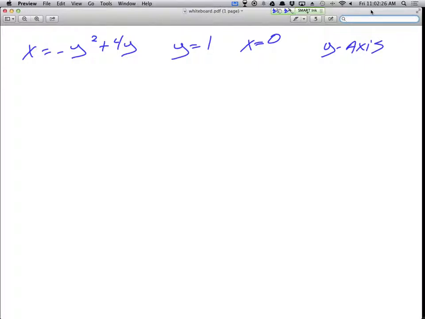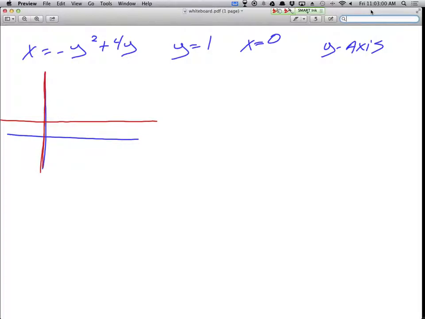This one, our region is closed in by x equals -y squared plus 4y, y equals 1, x equals 0. And this time, instead of spinning around the x-axis, we want to take this and spin it around the y-axis. So, let's see what this region looks like. I need to graph y equals 1 and x equals 0, which is right there.